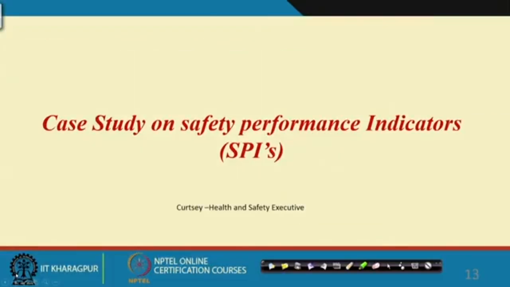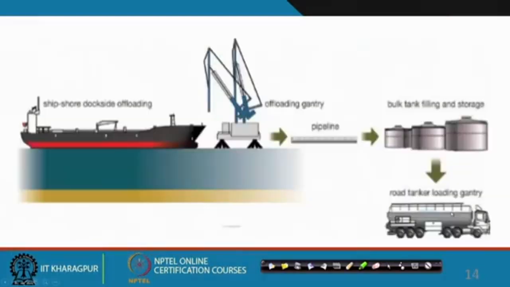Let us go for a case study. The case study will bring you more clarity. This is an offshore ship coming and unloading the various materials into the offloading gantry, and through the offloading gantry, through the pipeline, to the bulk tank filling and storages. From there, it will be loaded into road tankers and dispatched to the customers. This is the case study we are taking.